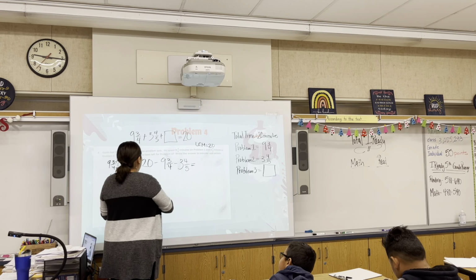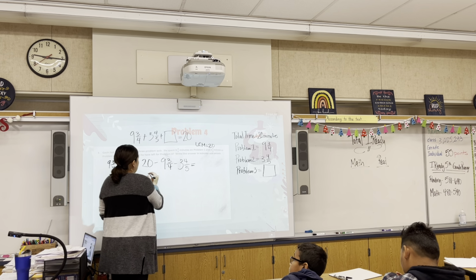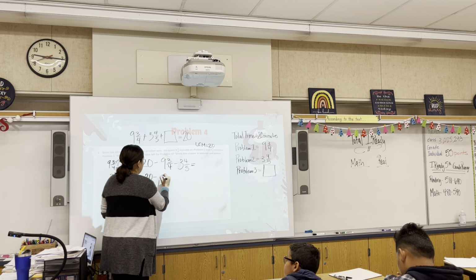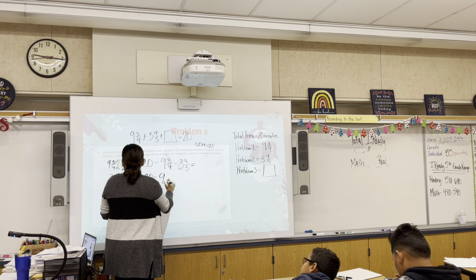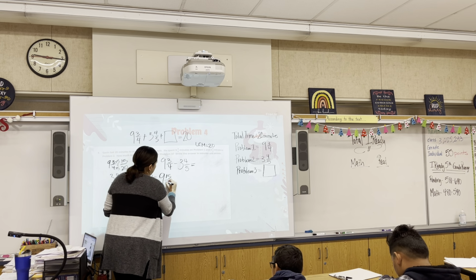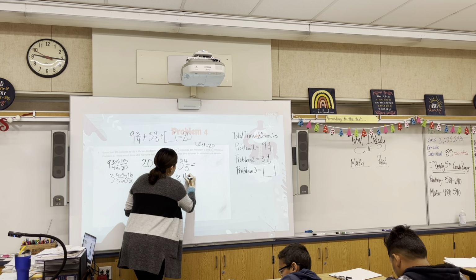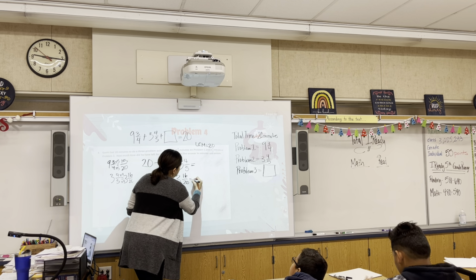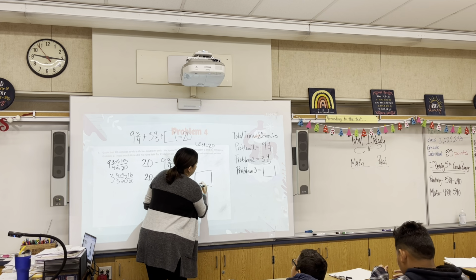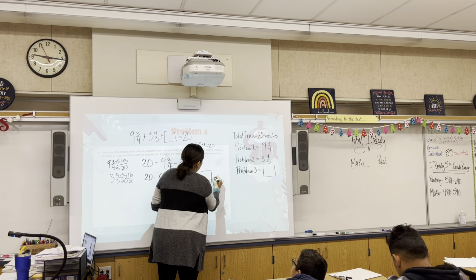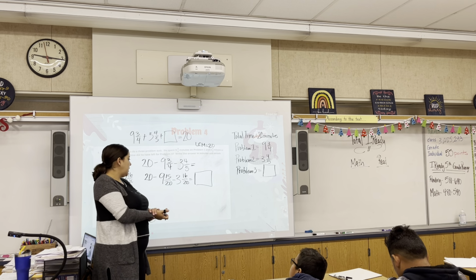So we know that when we create equivalent fractions, it's 20 minus 9 and 15/20ths, right? We know that already. Minus 3 and 16/20ths is going to give us the total for problem 3, right? Okay.